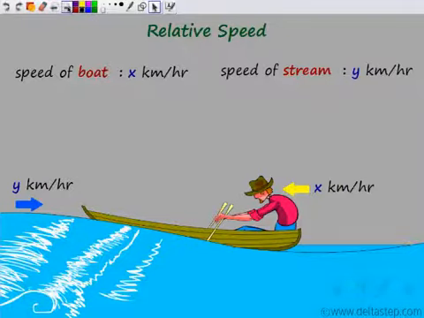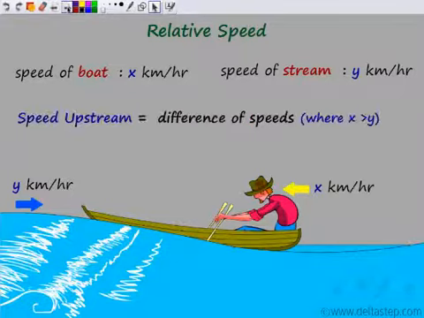What has happened? The speed of the man was decreasing. But so far we have seen that when objects move in opposite directions, the relative speed increases. It is the sum of speeds. But in this case, when the stream of water is against the direction in which the man, or the boat, is moving, we say that the man is actually moving upstream. That is against the stream, and hence the relative speed decreases.